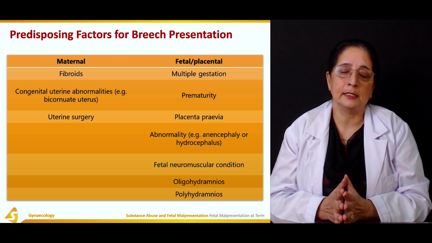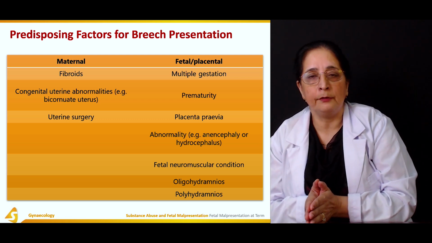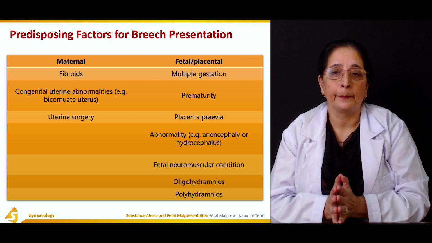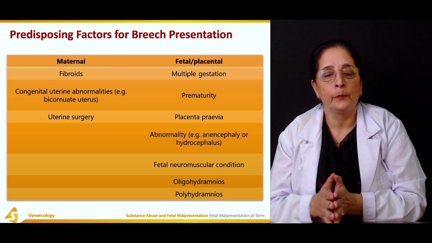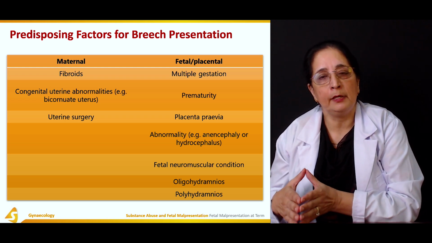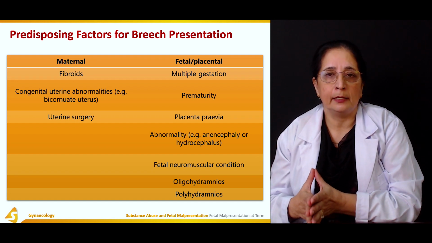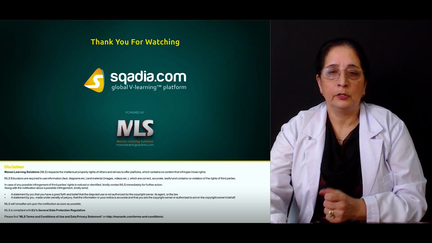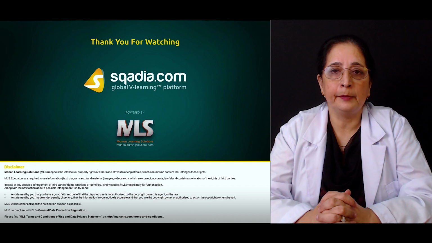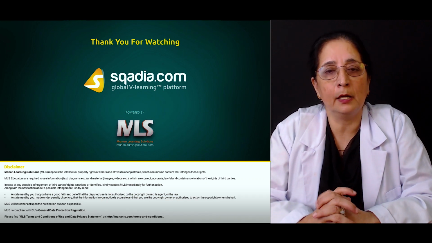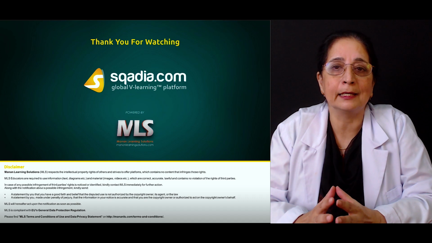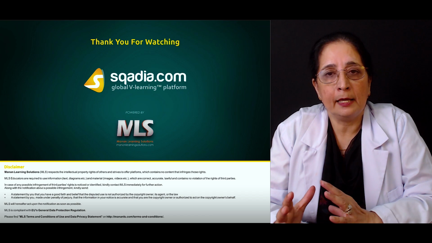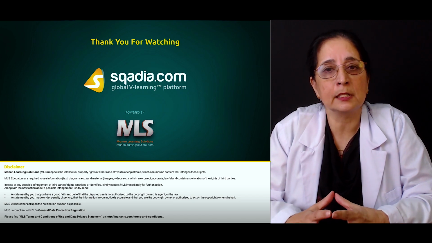So all these factors in the mother and in the fetus can cause breech presentation at term, and that can lead to complications associated with the breech presentation and the management of breech presentation. So that was all about the breech presentation and different malpresentations that can be present at birth, mostly the breech, and then we have oblique and transverse lie also.